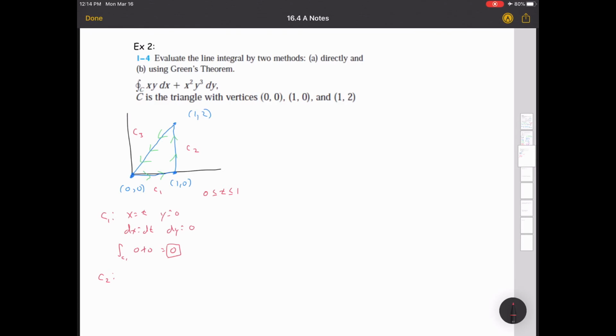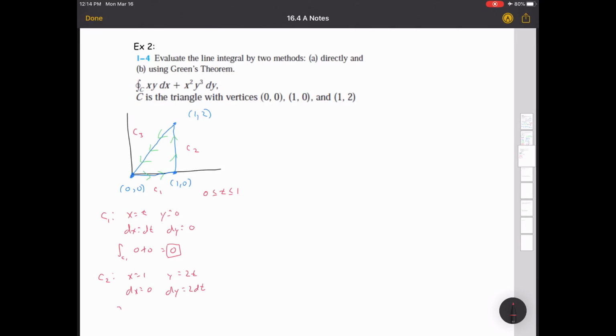C2 is the vertical line going from (1, 0) to (1, 2). So x is constantly going to be 1, which means that dx is 0. y starts at 0 and goes up to 2, so y will be 2t. And then dy is going to be 2 dt.